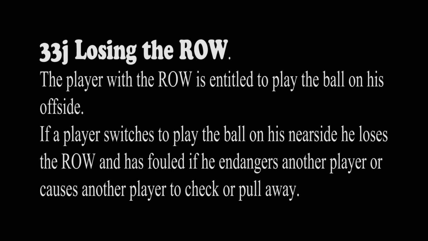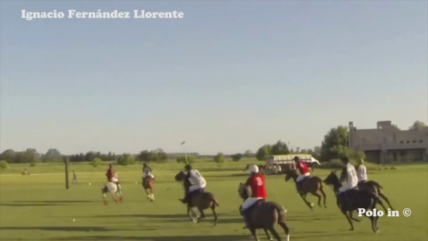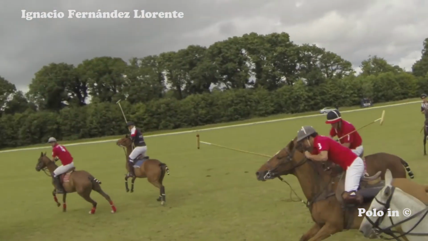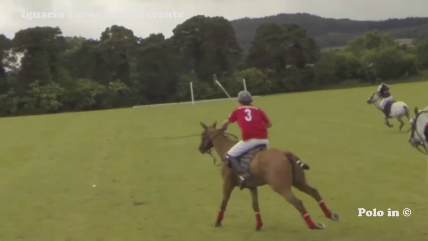33J. Losing the row. The player with the row is entitled to play that ball on his offside. If a player switches to play that ball on his near side, he loses the row and has fouled if he endangers another player or causes another player to check or pull away. If a player is playing on his offside and suddenly switches to the near side, causing a dangerous situation, he fouls. The player in red carries the ball and instead of playing again on his offside decides to switch. He loses the row and fouls.